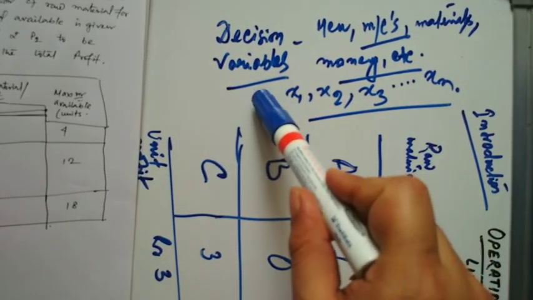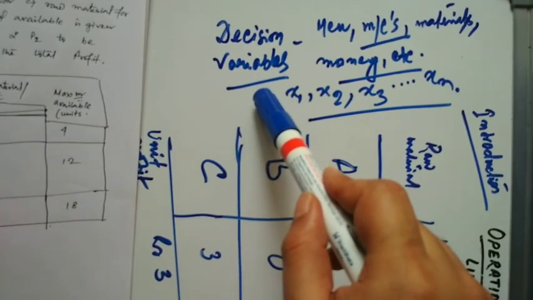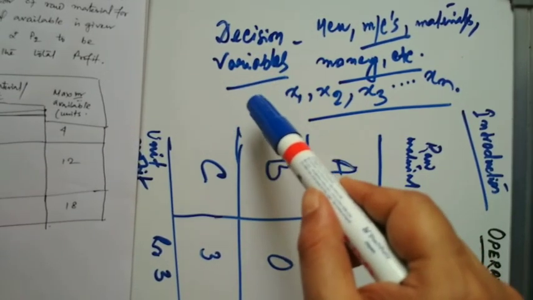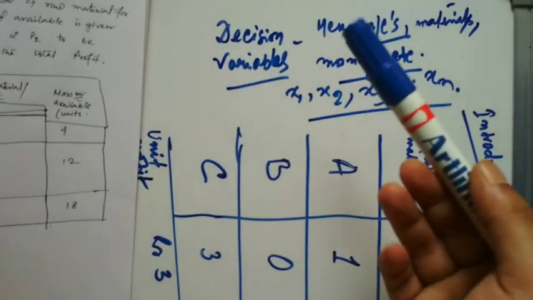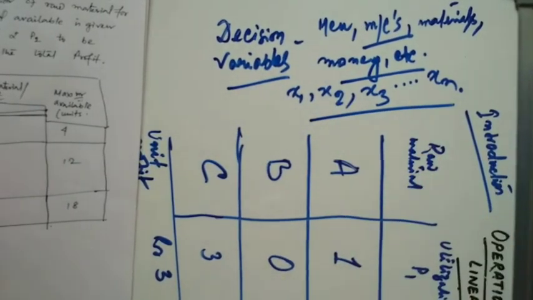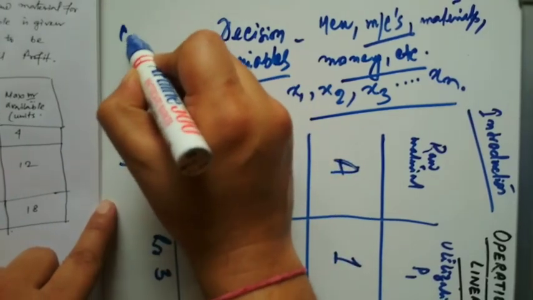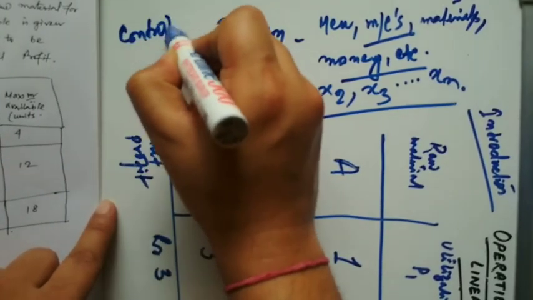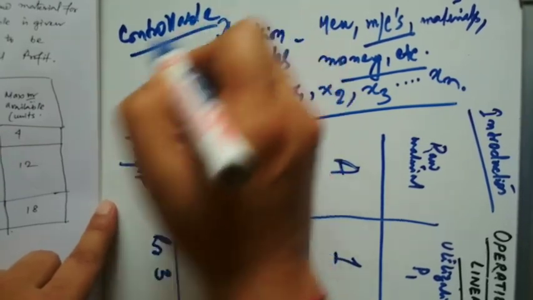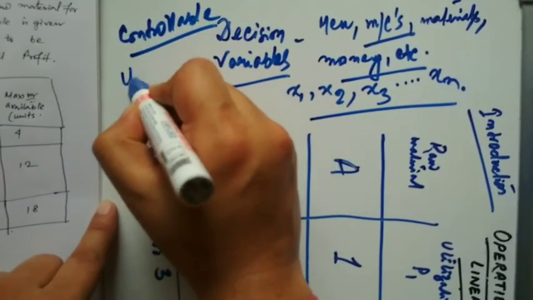There are mainly two types of decision variables. One is the controllable variables, whose values are under the control of the decision maker. So one is the controllable variables, and another, which you can easily understand, is uncontrollable.